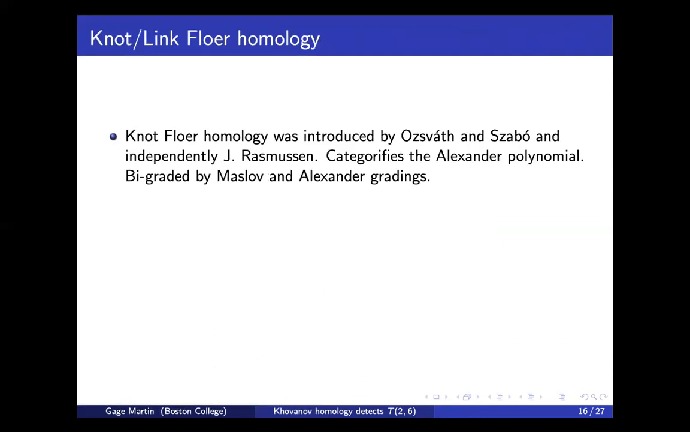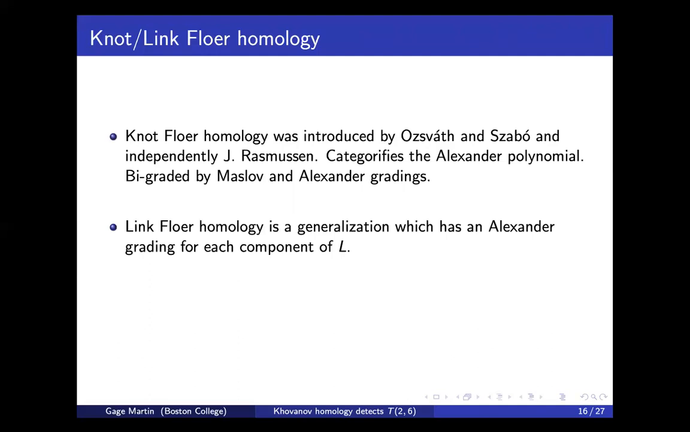To do this, we need to use some Floer theoretic data. So we'd want to use knot Floer homology that's been introduced by Ozsváth and Szabó and independently Jacob Rasmussen. And it's a categorification of the Alexander polynomial, and it's also bigraded in some way by a Maslov grading and an Alexander grading. And link Floer homology is some generalization of this that carries an Alexander grading for each component of your link L. And collapsing all those Alexander gradings recovers the knot Floer homology of your link.